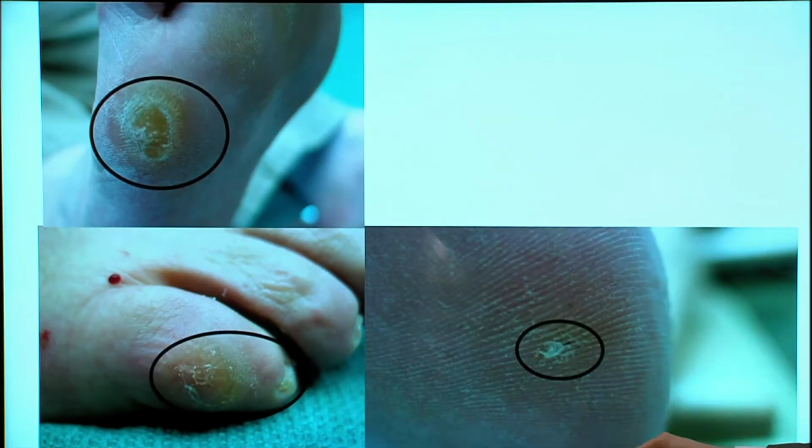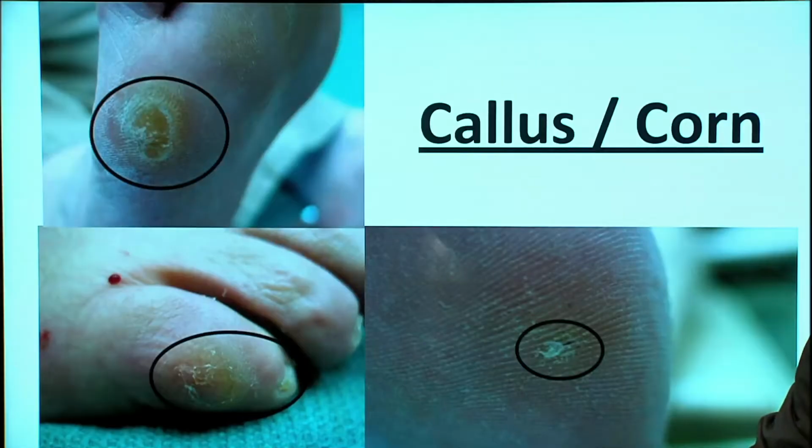Okay, these are kind of all, what are they? What do you think they are? They're kind of on areas where it's rubbing on your skin. They're all on the bottom or on the side of the foot. And the answer is, oh, he moved away. They are calluses. That's what all these things are.